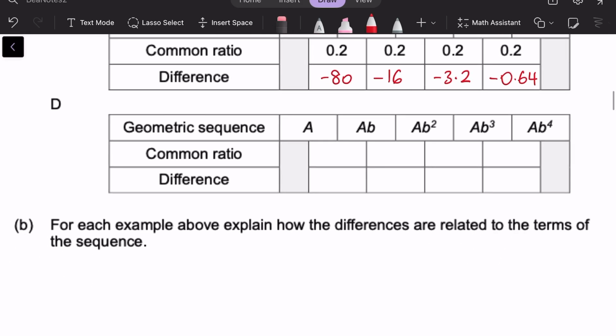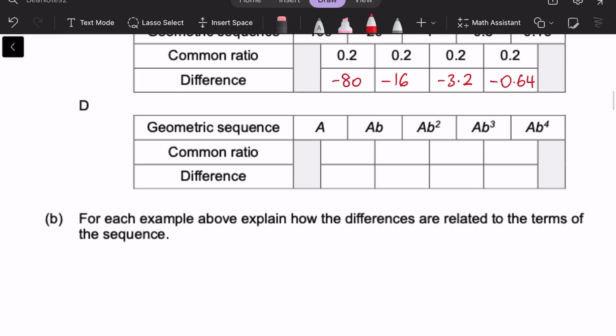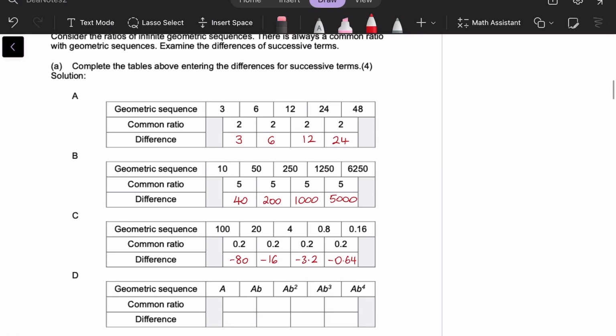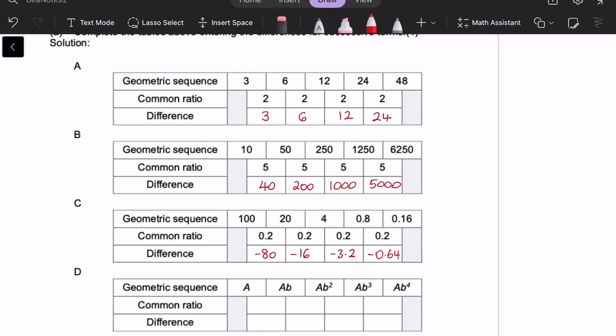Last but not least is part D. It may look a bit confusing at first, but we're basically just doing the same thing that we did in parts A, B, and C and applying it to part D to find a generalized formula or pattern.